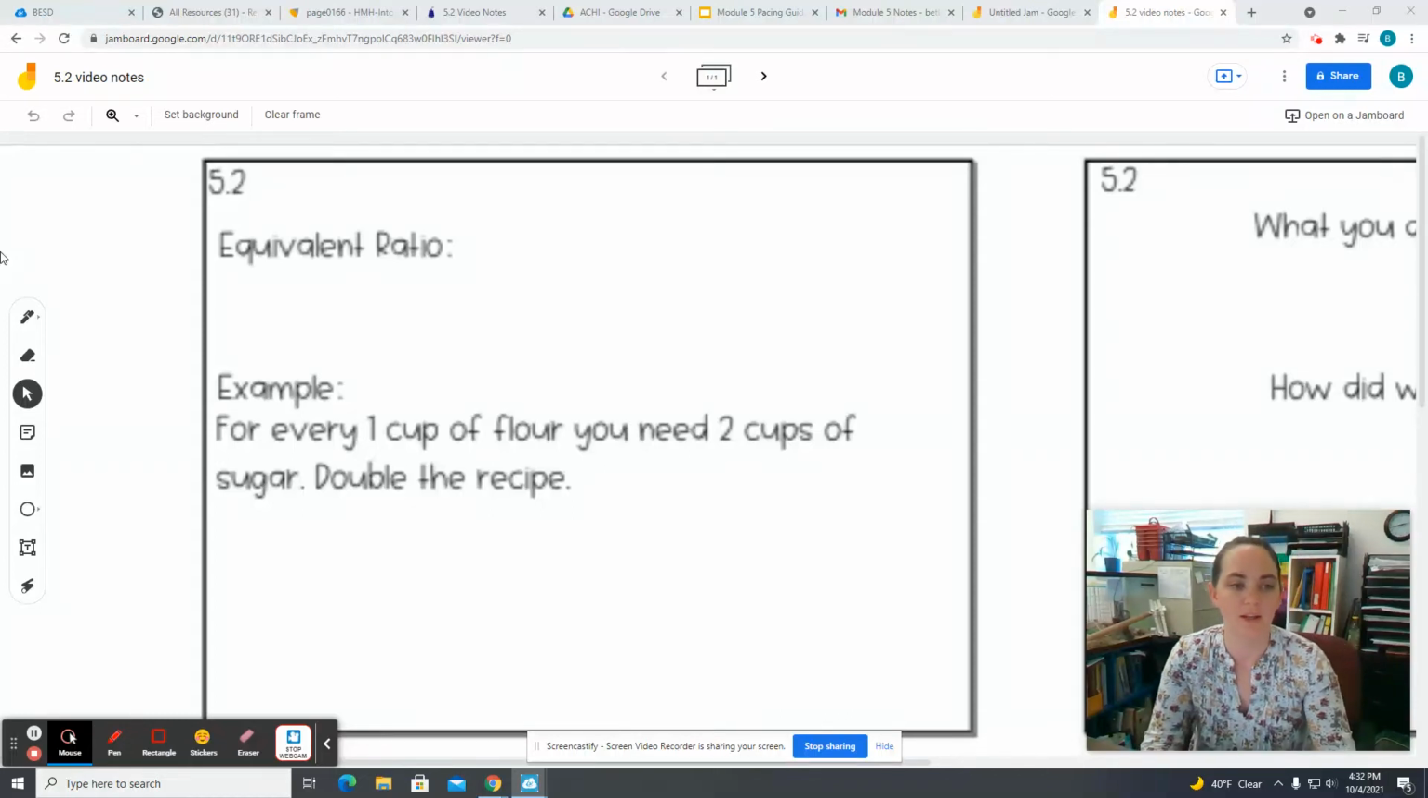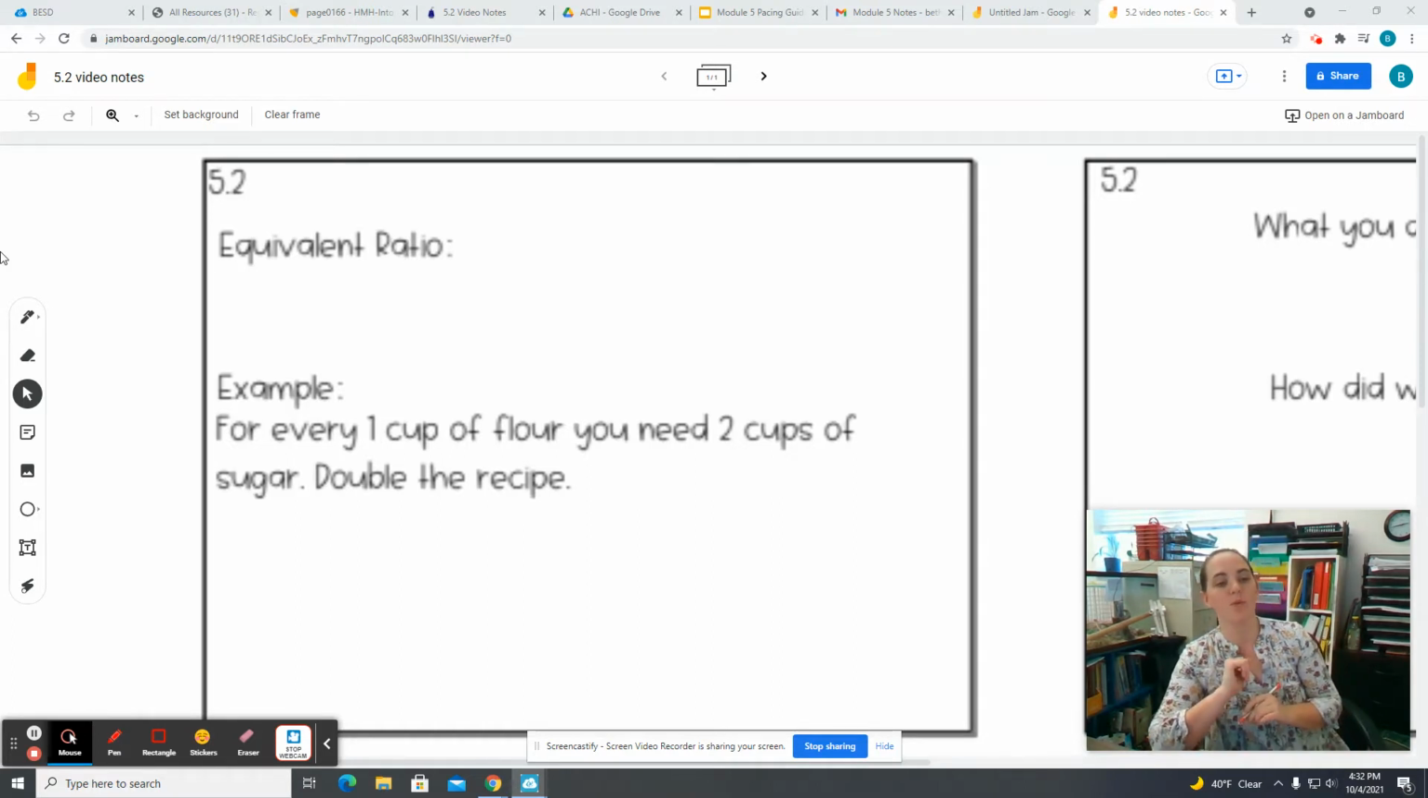Hello. We are in 5.2 now, which means that you have finished all of 5.1 and you have gotten your teacher stamp in that first box. Hopefully you got that done before you get here. So let's talk about 5.2. There are a few different things that you need to know to introduce into this lesson of rates and ratios.